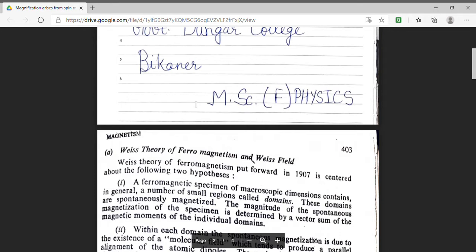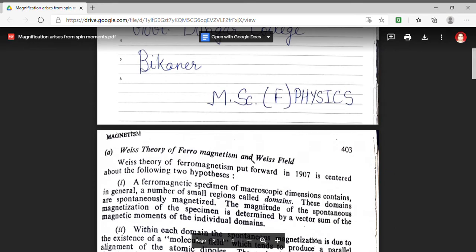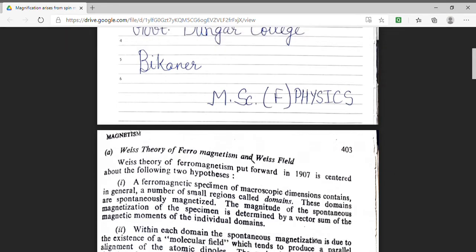The first hypothesis is that a ferromagnetic specimen consists of small regions which we call domains, and these domains are spontaneously magnetized. And when we have to find the magnetic moment of our material, we have to find the magnetic moment of the individual domains, and then take the vector sum of the magnetic moments of these individual domains.